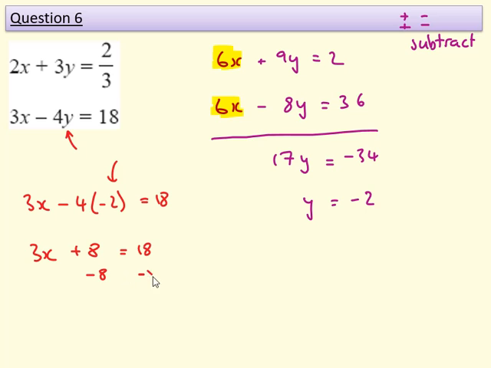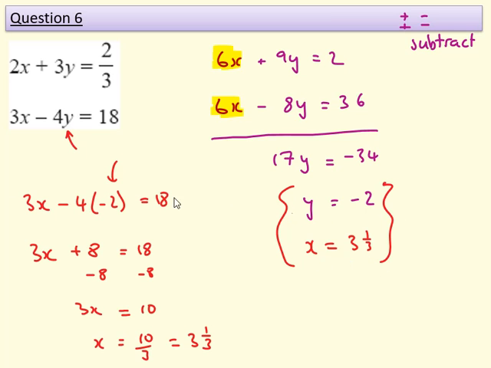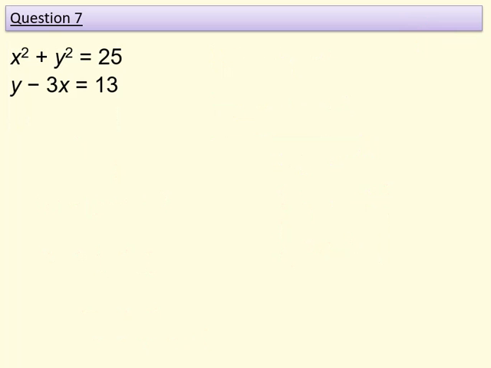Take away the 8 from both sides, that gives us 10 equals 3x, and divide both sides by 3, so that's 10 over 3, so that equals 3 and a third. So they are your answers, 3 and a third. Okay, so that's the answer. y is minus 2, x is 3 and a third, or 10 over 3. Now it's probably best to leave it as a fraction rather than some recurring decimal.